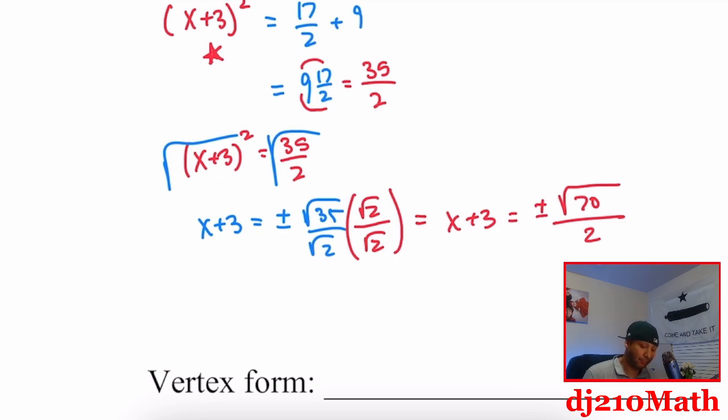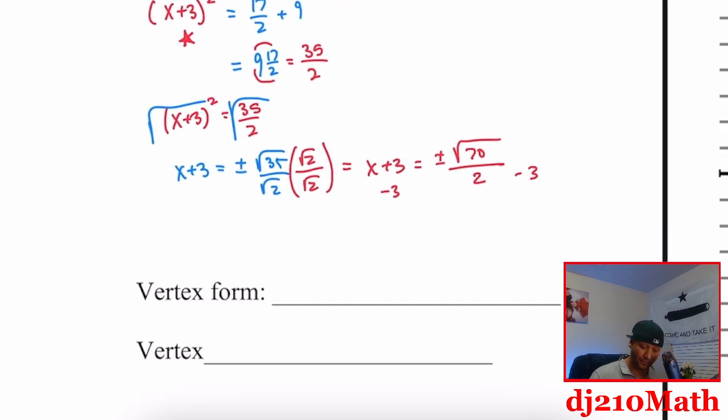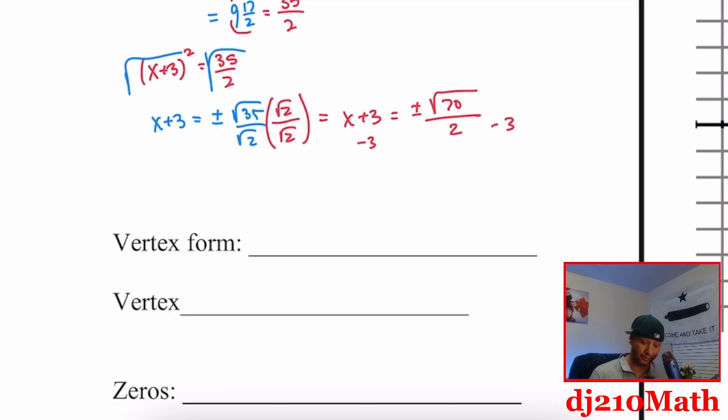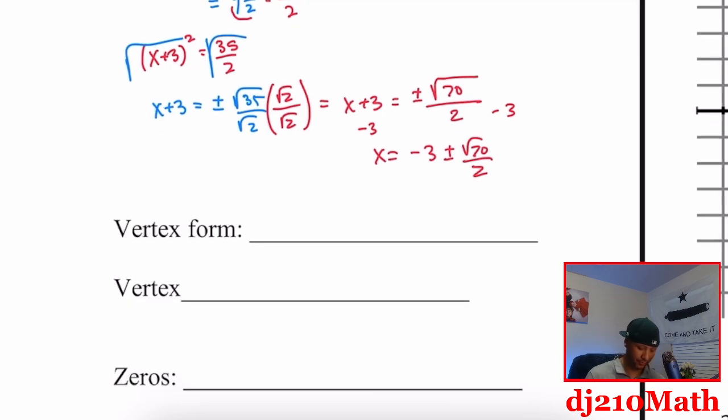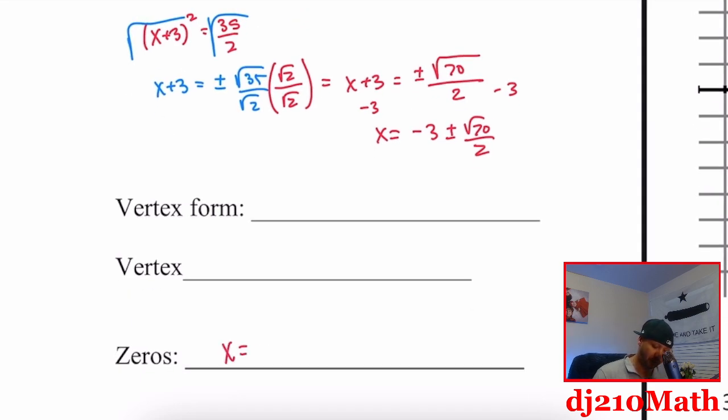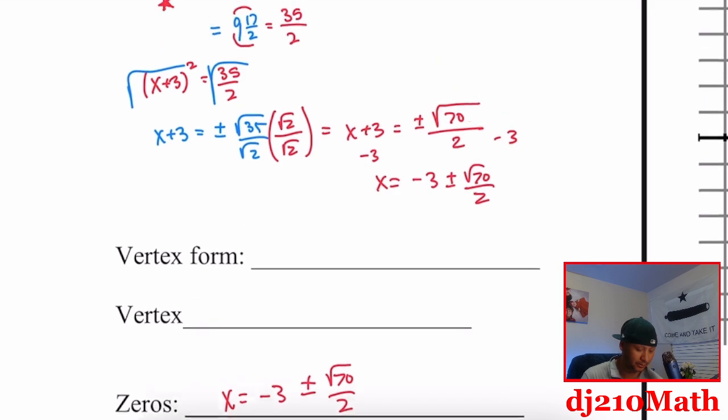70 doesn't break down, because 35 is 5 times 7, and 70 is 5 times 7 times 2, all prime numbers. So 70 won't break down. It seems like it would, but it won't. All right, minus 3, minus 3. So right now what we're solving for are the zeros. This is going to be x equals negative 3 plus or minus root 70 over 2. So x equals negative 3 plus or minus root 70 over 2. I don't care if they want a different answer. That's my answer.